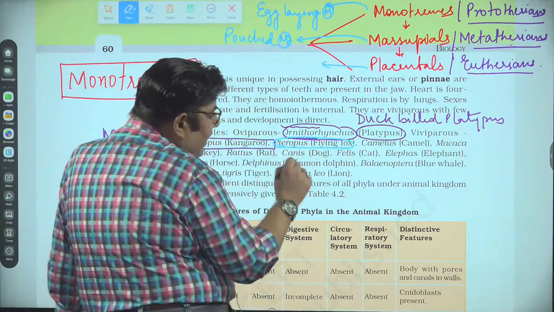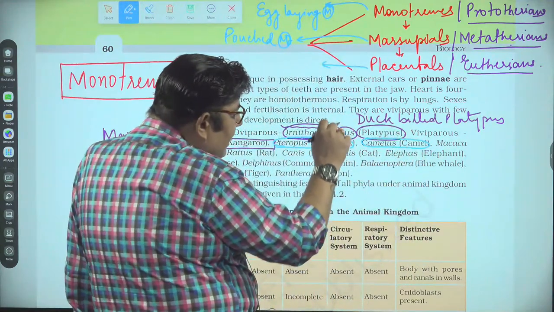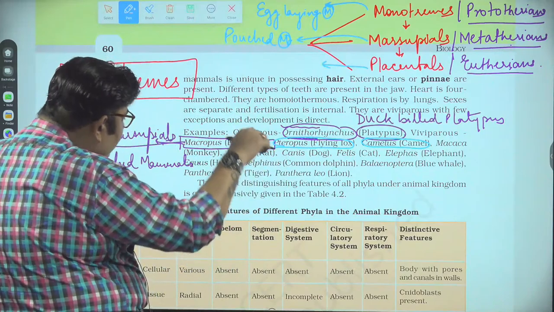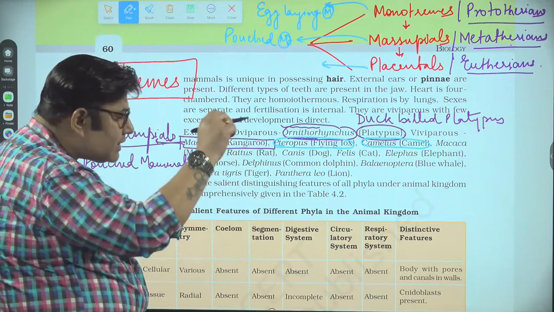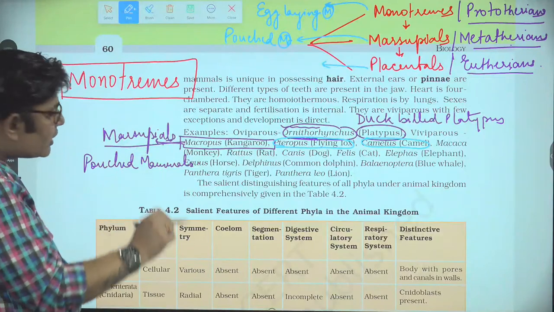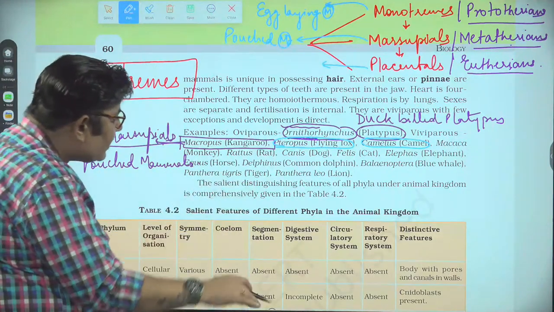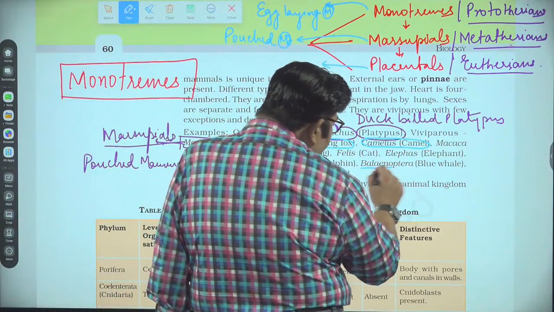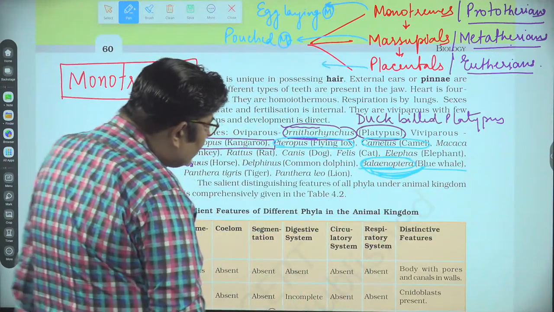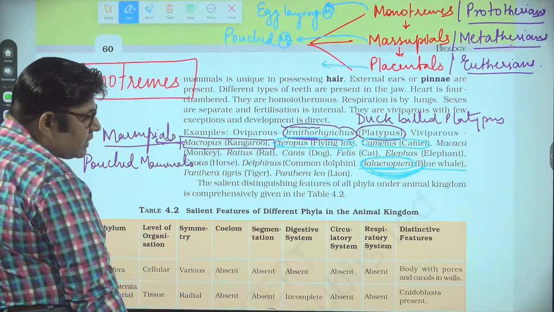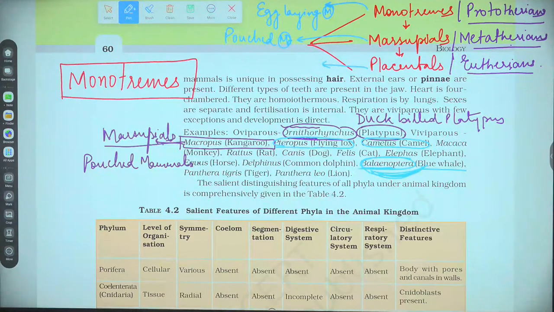Pteropus is flying fox. Camelus, so easy to remember. Camelus is camel. Macaca mulatta is the rhesus monkey. Equus, horse. Delphinus, the name itself says dolphin. Balaenoptera, blue whale. Then Panthera tigris, tiger. Panthera leo, lion. Very simple names are there.